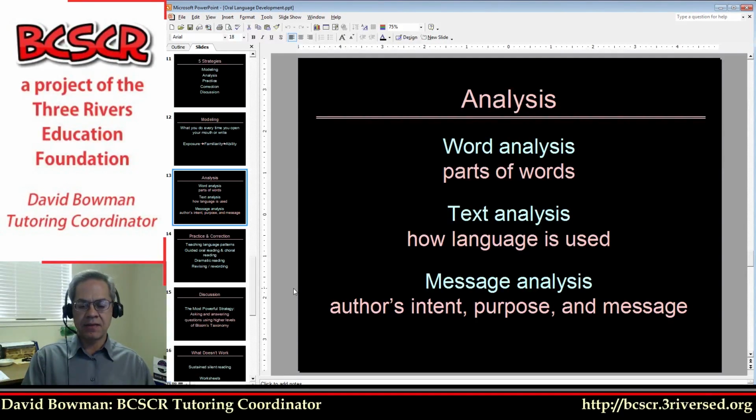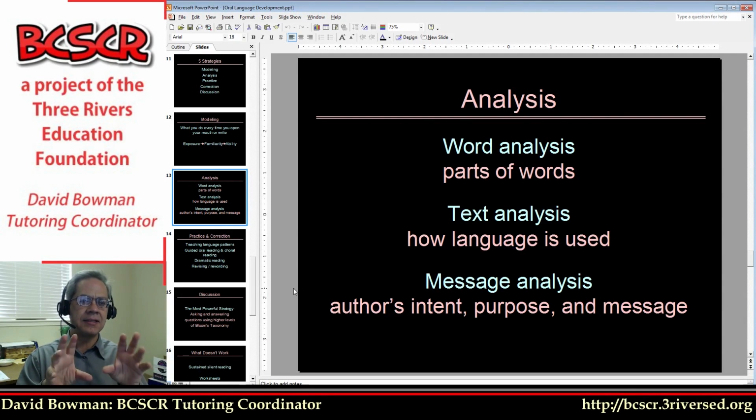Next, the next set of strategies are the analysis strategies. Both word analysis, what are the parts of the word, and how do those parts interact to create meaning, through looking at how words interact, how language is being used by an author or used by a speaker, and then how does the author or the speaker use language in order to convey an intent, to accomplish a purpose, or to communicate a message.